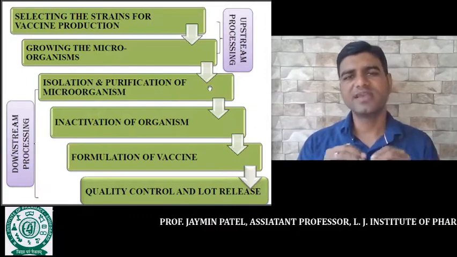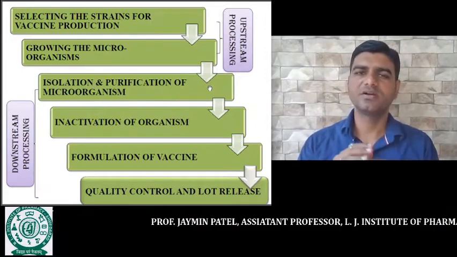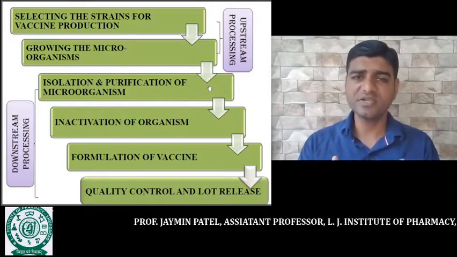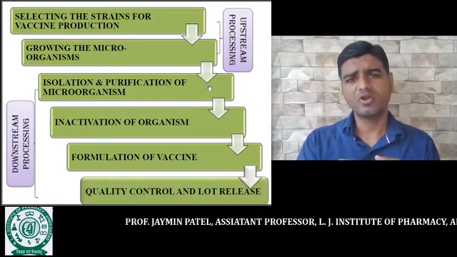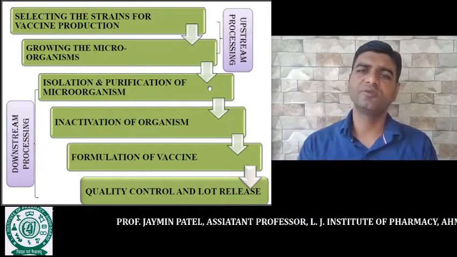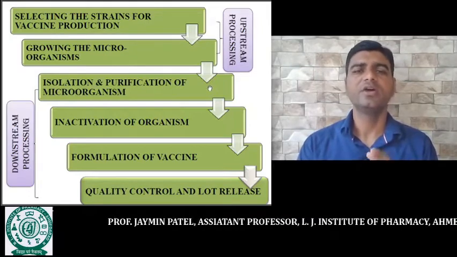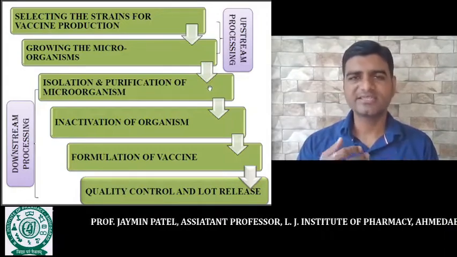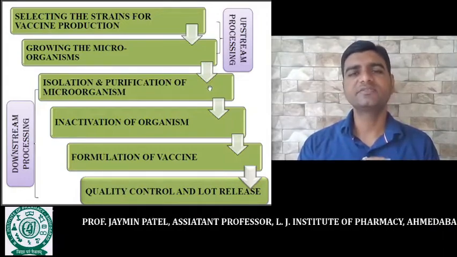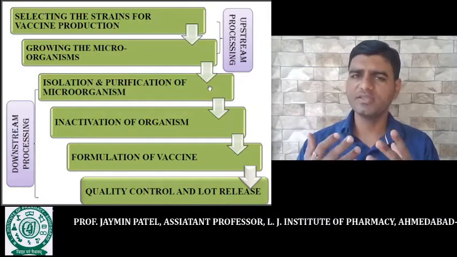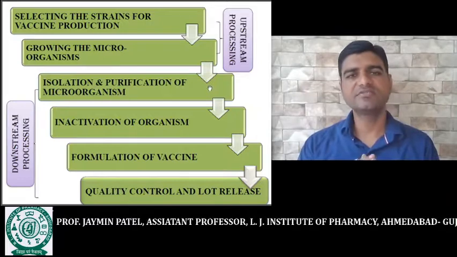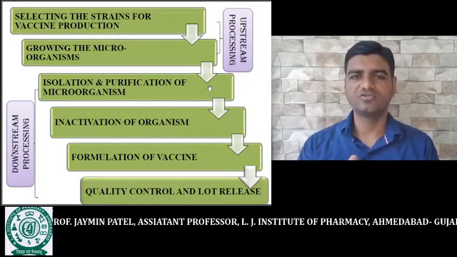Okay, we will subject this strain to a suitable culture medium. In this culture medium, the growth of this microorganism produces a sufficient quantity of microorganisms. Later on, we will go for the isolation and purification of this microorganism, so that all the microorganisms are isolated. The next stage is the inactivation of this organism. The inactivation is done in two ways: by killing, or by reducing the toxicity.